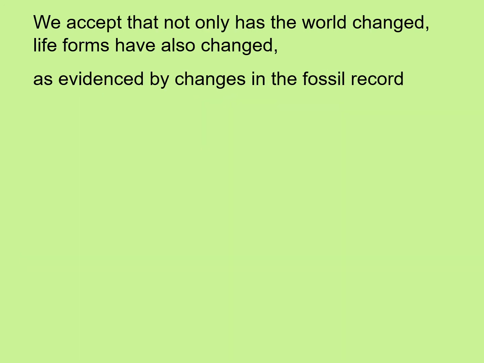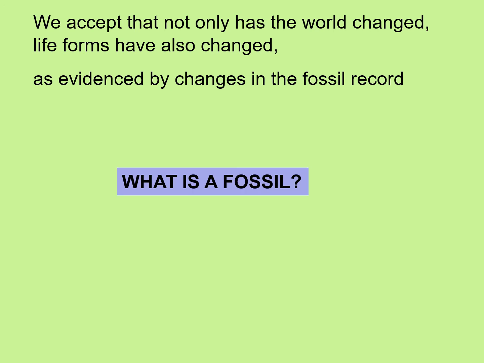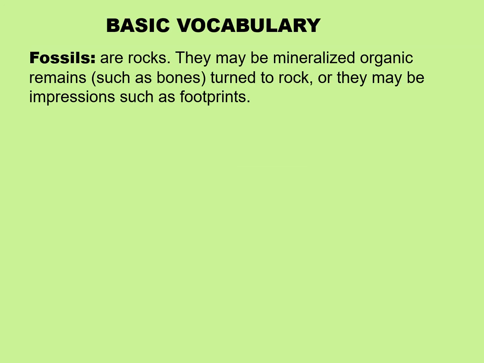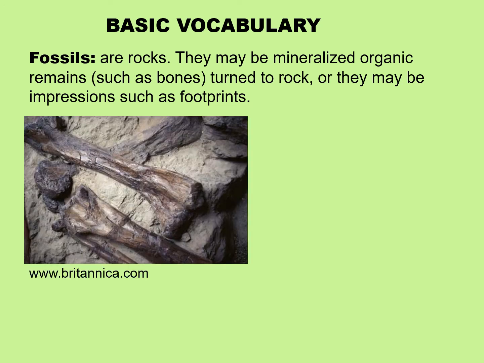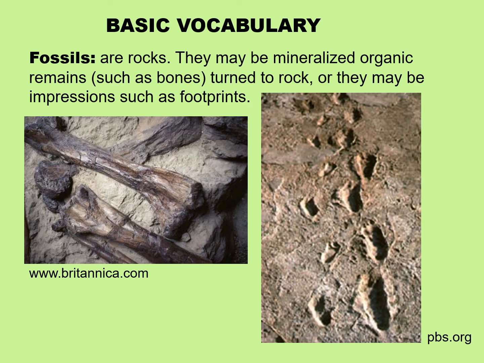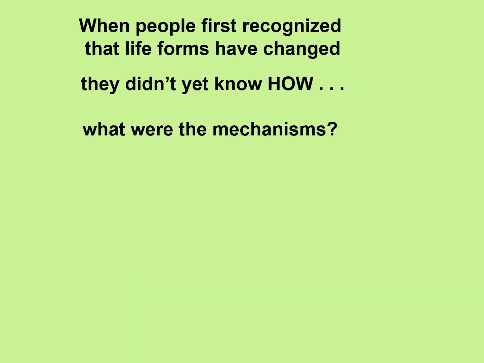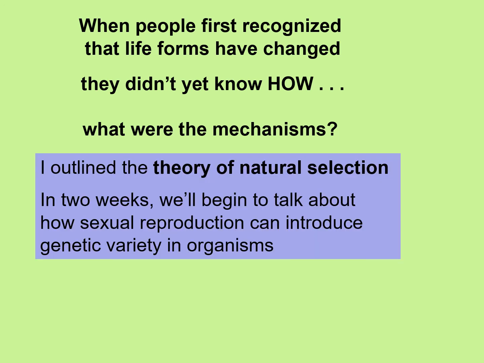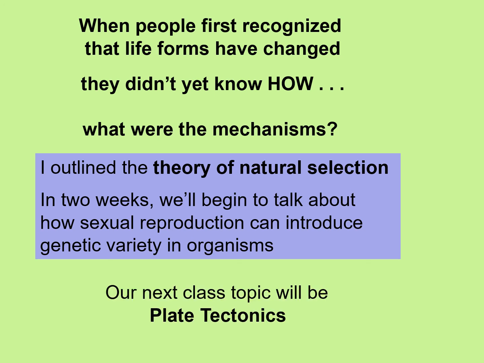We accept that not only has the world changed, life forms have also changed, as evidenced by changes in the fossil record. What is a fossil? Well, fossils are rocks. They may be mineralized organic remains, such as bones turned to rock, or they may be impressions, such as footprints. When people first recognized that life forms have changed, they didn't yet know how. They didn't know what were the mechanisms. I outlined the theory of natural selection. In 2 weeks, we'll begin to talk about how sexual reproduction can introduce genetic variety in organisms.